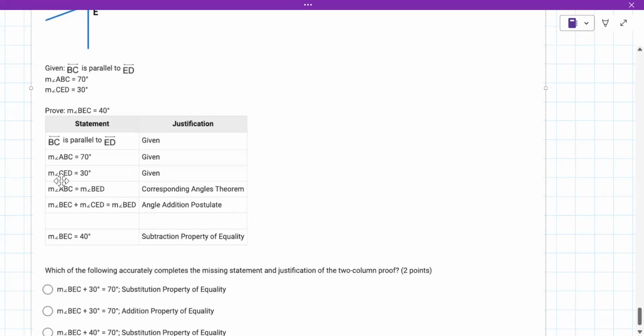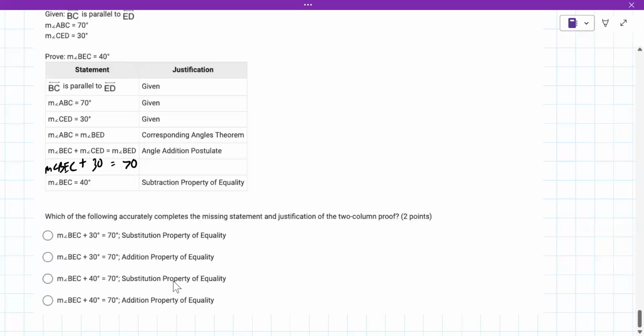So we found that CED was 30. So this is really 30. And then BED, where's BED? BED is the same as ABC, so that's 70. So it looks like it's that plus 30 equals 70. And again, we're subtracting 30, substituting on both sides. Yeah, that's actually what it started to look like. So I would tell you for sure to go back and change that first one to substitution. I think that's what I did.